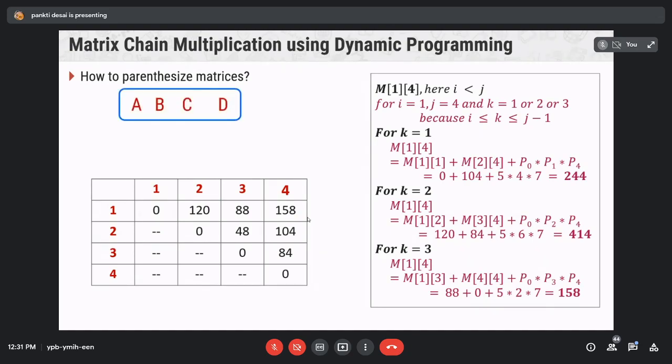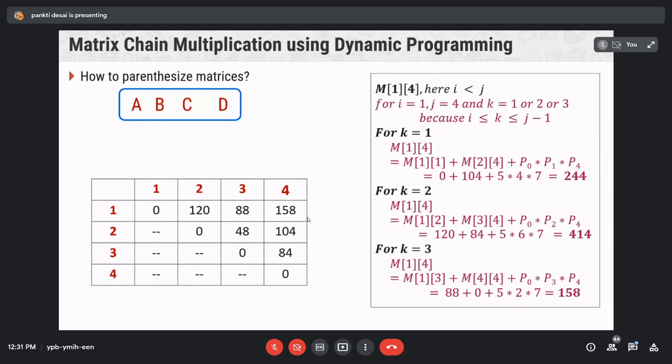To find the optimal parenthesis, you can use this method. So how to parenthesize the matrices? We have a total of four matrices A, B, C, D, and we have one optimal table M[i][j]. Using this table, we are going to parenthesize these matrices. What is parenthesization of matrices? Parenthesis gives us the order of multiplication. If you want to multiply more than two matrices, you have to perform the parenthesization. Using the parenthesization, you can provide the order of multiplication.